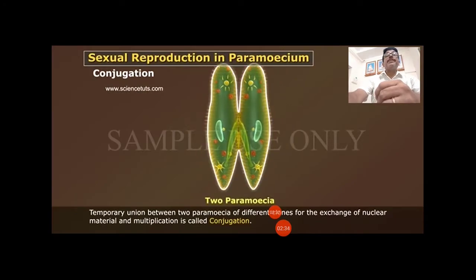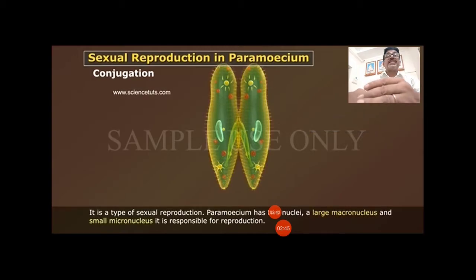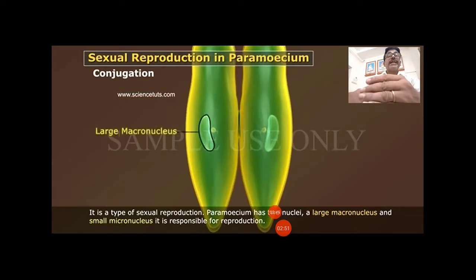Temporal union between the Paramoecium of different mating types for the exchange of nuclear material and multiplication is called conjugation. It is a type of sexual reproduction. Paramoecium has two nuclei, a large macronucleus and small micronuclei, which is responsible for reproduction.